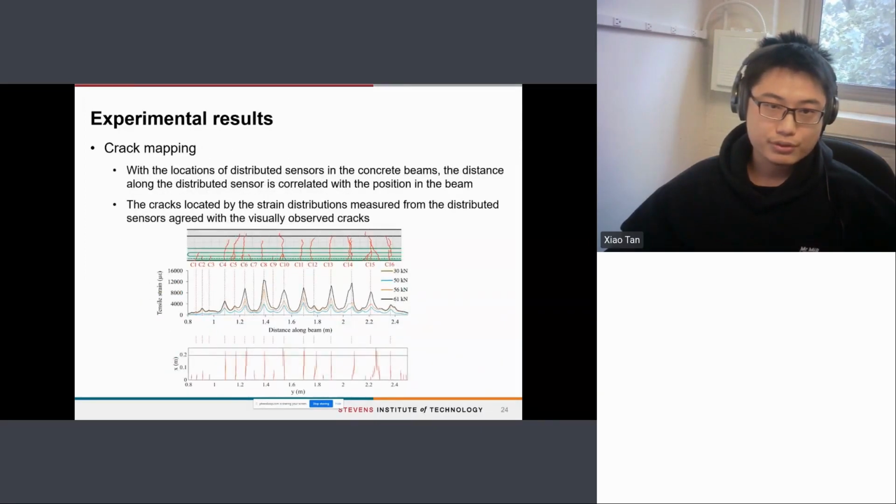With the location of the distributed sensors in the concrete beams, the distance along the distributed sensor is correlated with the position of the beam. Once the correlation is established, the strain distribution measured from the distributed sensor can be replotted using the coordinate system of the beam. The different passes of the distributed sensor show the variation of the strains and cracks over the depth and the width of the beams, and each pass shows a variation of the strains and cracks along the length of the beam, as shown in this figure. The locations of the cracks identified from the strain distribution measured from the sensor were in good agreement with the cracks that were visually observed.